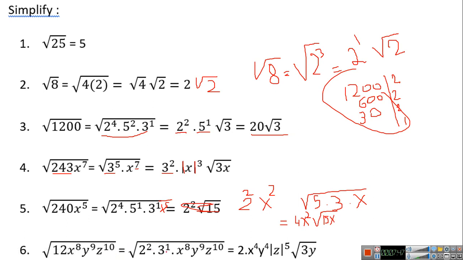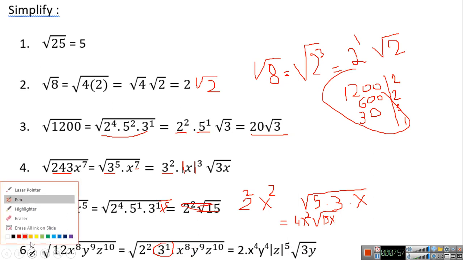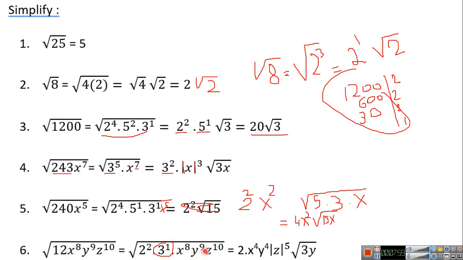Now 12 is 2 squared times 3, x8, y9, z10. Now here the power is odd, so 3 inside. Here, let me put the laser. y power 19, 1 y inside. Here power even, nothing will remain inside. Only the 3 and the y remain because the powers are odd.